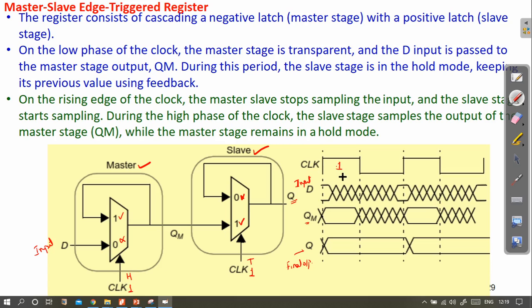So when clock is 1, look at here in the diagram, QM, this was in hold mode. So whatever previous value of QM was there, that will be maintained here, and this is in hold mode. So this value is coming from the previous cycle.